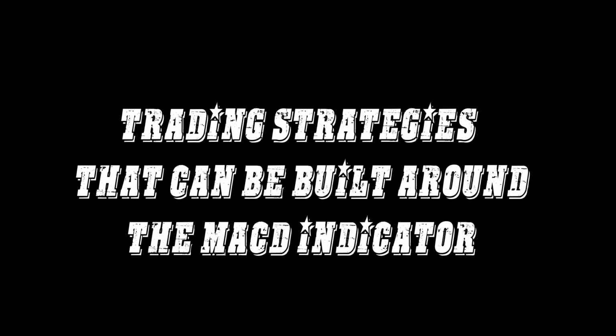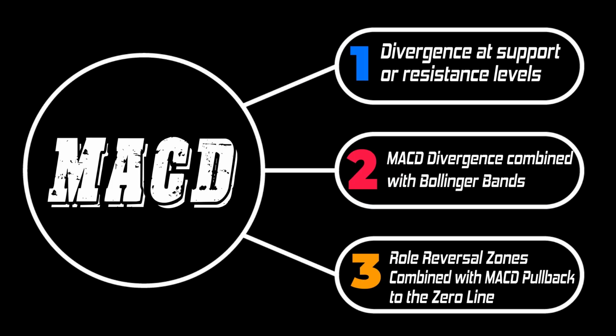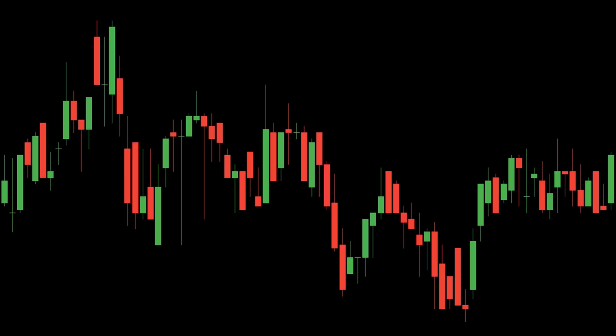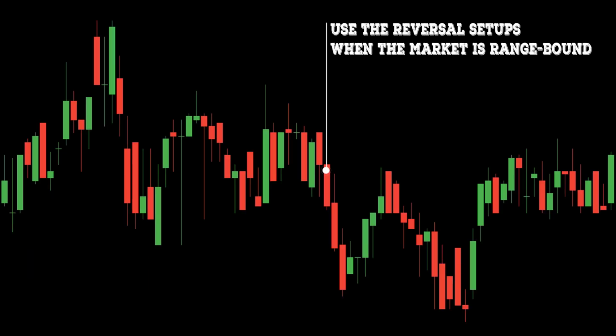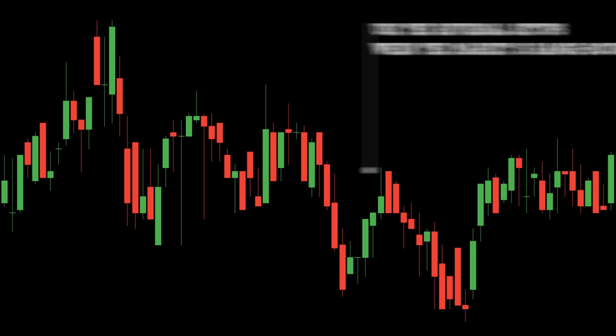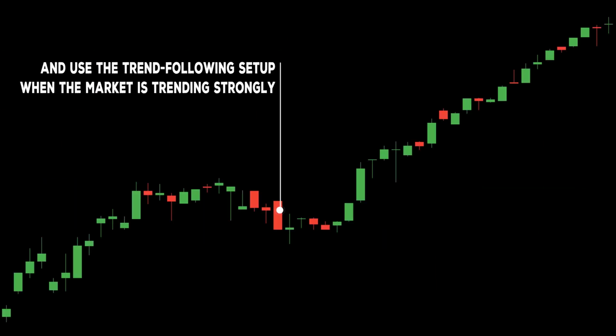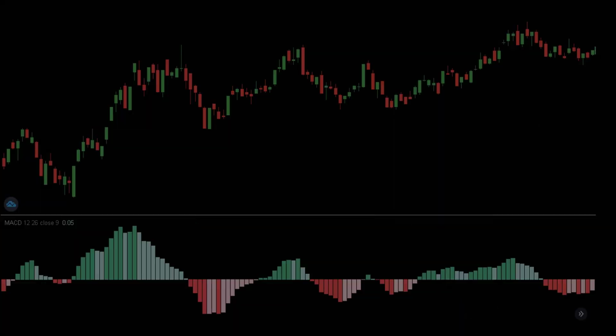Now let's talk about trading strategies that can be built around the MACD indicator. The first two strategies are reversal setups, while the last one is a trend-following setup. These three strategies will help you trade effectively in any market condition. Use the reversal setups when the market is range-bound, and use the trend-following setup when the market is trending strongly.